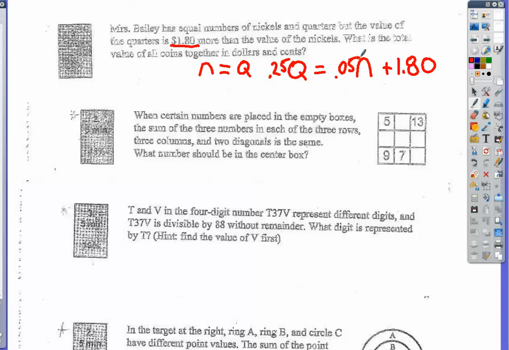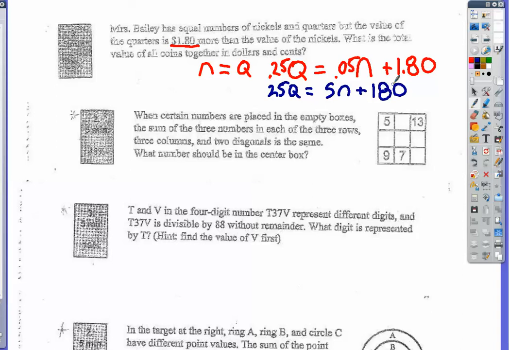Now, I don't know about you, but I'd rather not have to deal with decimals. So what can I do? Let's, instead of working in decimals or dollars, let's work in cents. So let's multiply everything by 100 because there are 100 cents in a dollar, right? So really we have 25 cents per quarter and we have 5 cents per nickel, and that means the nickels need to have 180 cents added to them to equal the quarters.